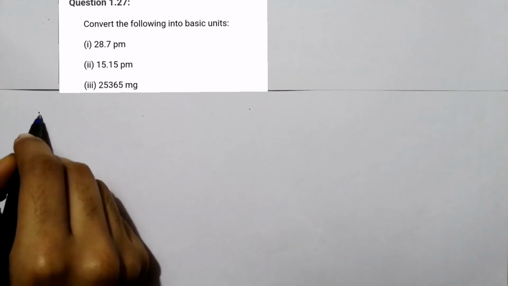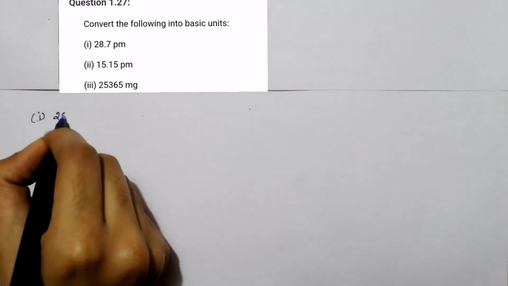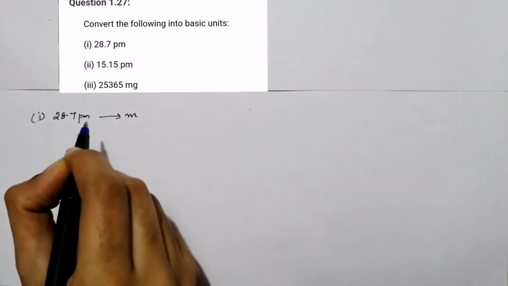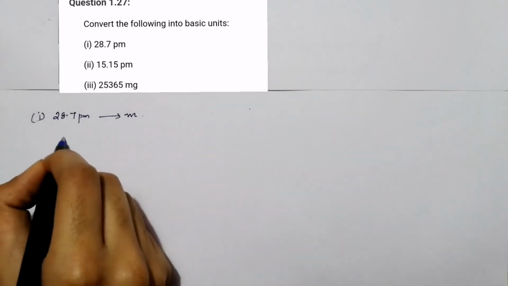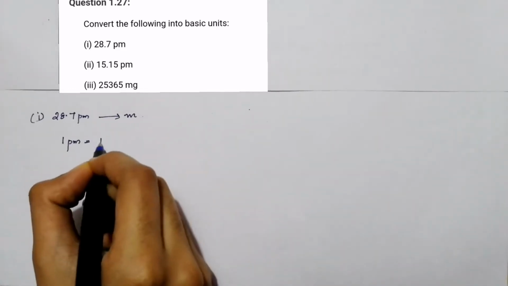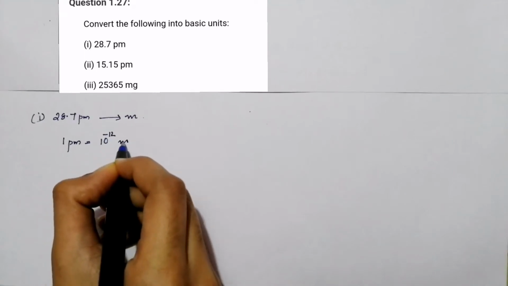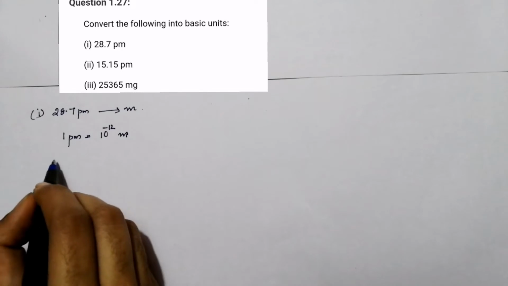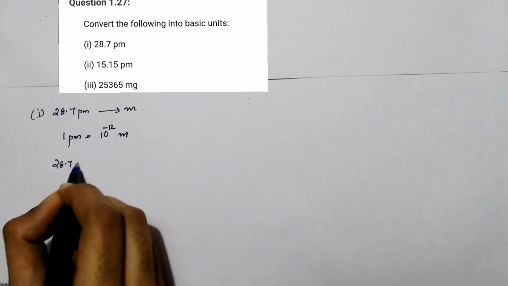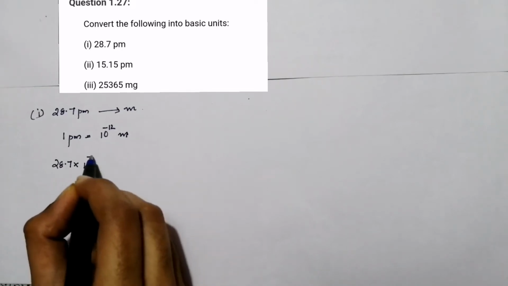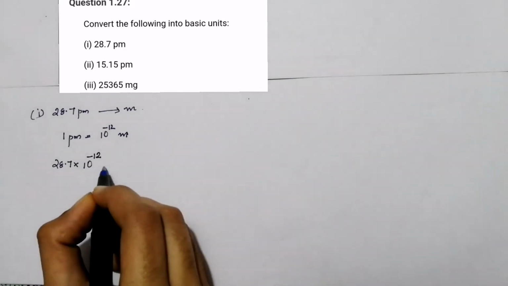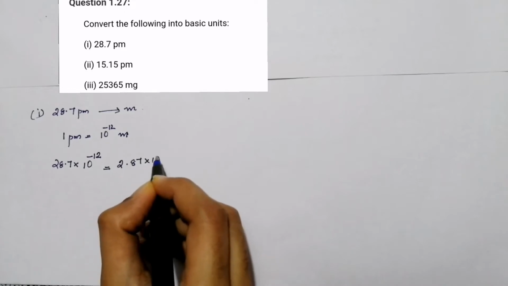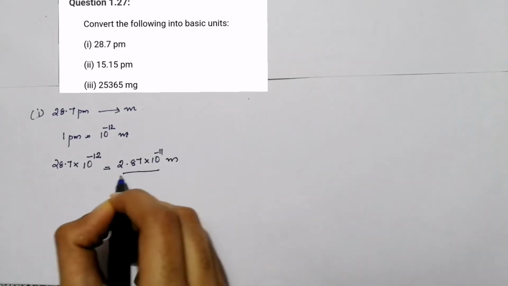We have the first question. It is to convert 28.7 picometer into its basic unit, that is meter. We already know from the table that 1 picometer is equal to 10 power minus 12 meter. Now we are asked to calculate how much is 28.7 picometer. All we have to do is multiply 28.7 with this 10 power minus 12, and then we get the answer as 2.87 into 10 power minus 11 meter.